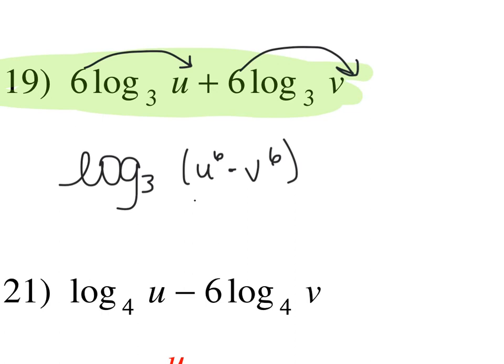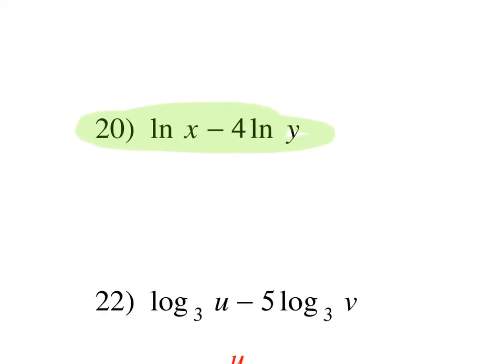Somebody last period asked me, is it wrong if I wrote V to the 6th times U to the 6th? It's not wrong, but it's not 100% right because you're supposed to write it in order. But mathematically, it's not wrong. You can switch the order of multiplication, but can you switch the order of division? No. This one would be the natural log of what? X over y to the 4th. You could not write natural log of y to the 4th divided by x. Those are 2 completely different things. So just get in the habit of reading it left to right and writing it just like that.